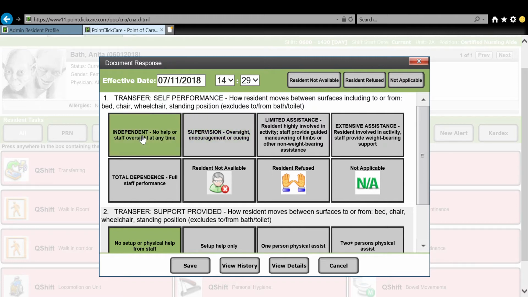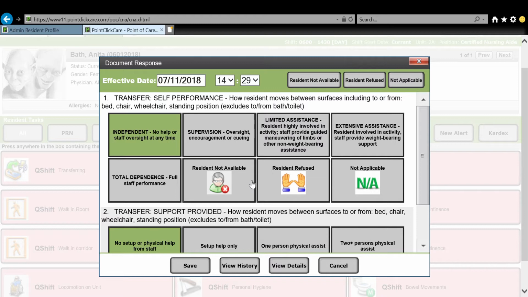An independent transfer means that this resident needed absolutely no assistance. You didn't go into the room, you didn't see them. They chose to get up and transfer without assistance, and therapy and your nurse manager have agreed that this patient is safe to get up and out of bed unassisted.